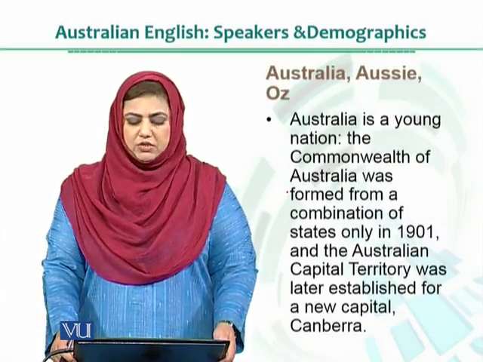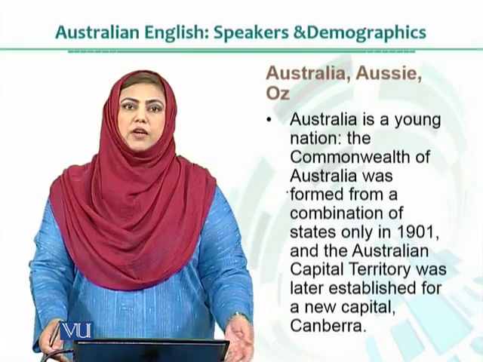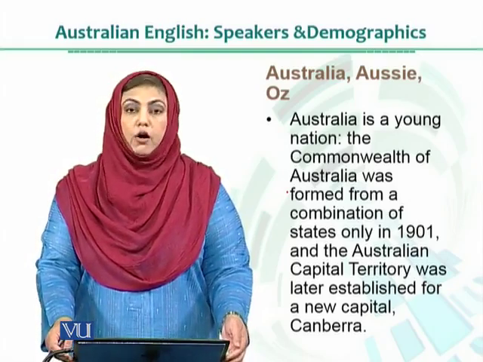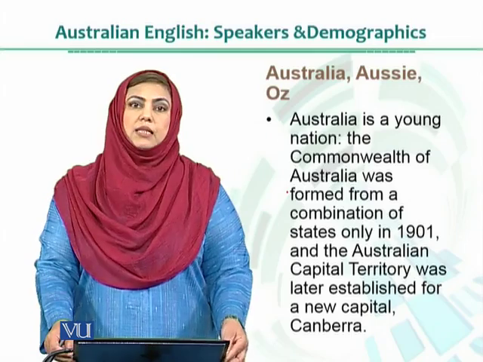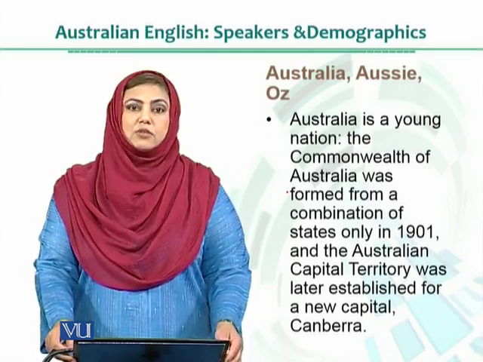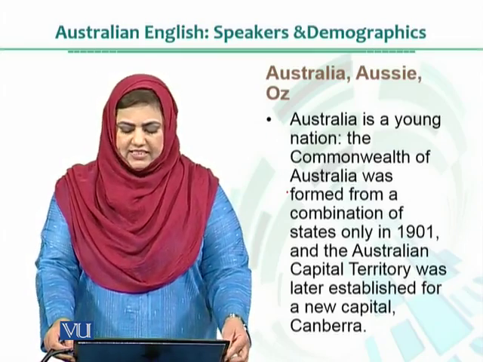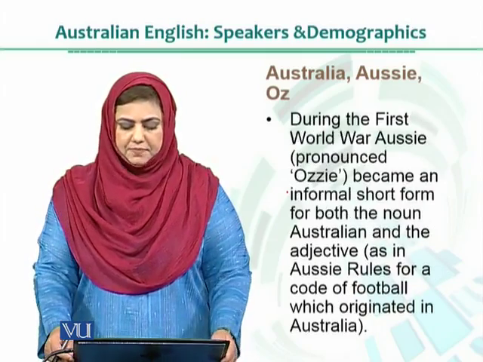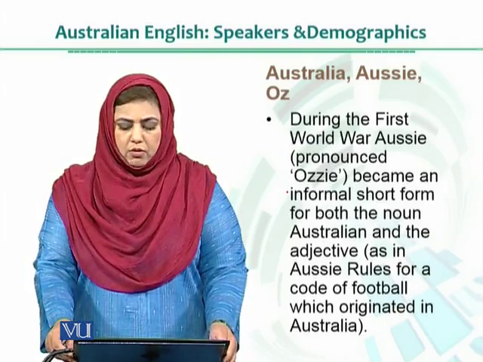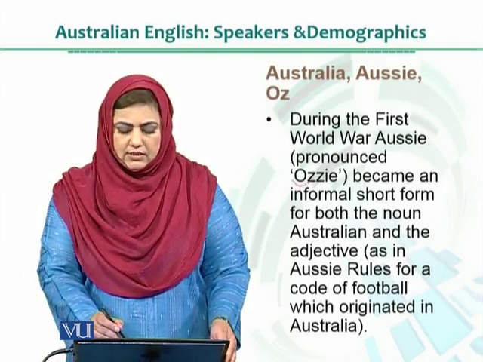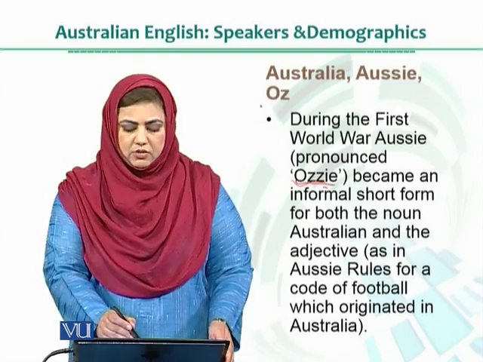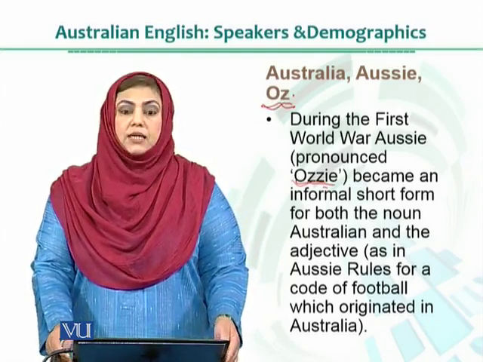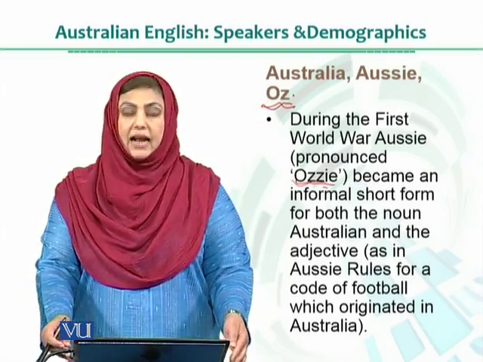When it comes to the name Australia, there are certain terms that are used for casual, informal use. Australia is a young nation, and the Commonwealth of Australia was formed from the combination of states only in 1901. And actually, the Australian Capital Territory was later established for a new capital, Canberra, that is now the capital of Australia. During the First World War, Aussie, that is pronounced with a Z sound, or sometimes written as OZ, came as a short form for both the noun Australian and the adjective.